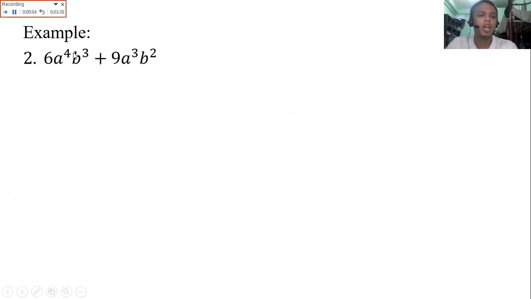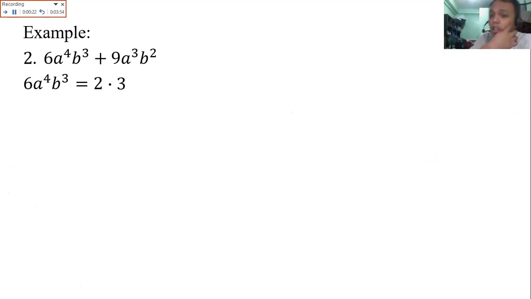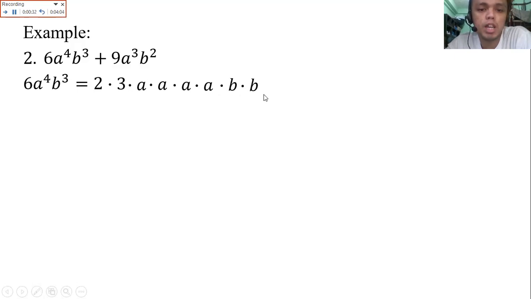Okay, we have 6a raised to 4 b cubed plus 9a cubed b squared. Isa-isahin din natin to get the GCF. For 6, we have 2 times 3. Ito yung mga prime factors ng 6. Mas applicable yung prime factors, kasi para wala tayong malalaktawan na mga factors ng number. Then, a raised to 4. For yung exponent, we have 1, 2, 3, 4. 4 na a. b cubed naman, 3 yung exponent. Ibig sabihin, tatlong b yan.